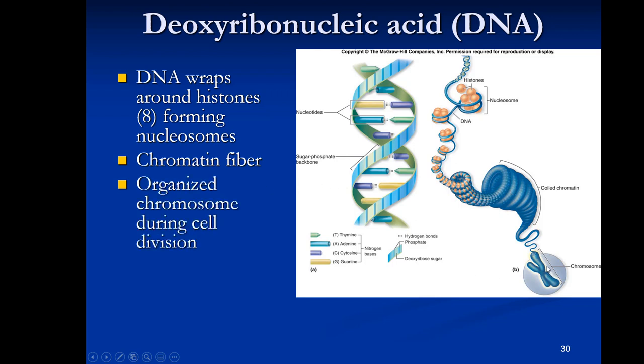And just before cell division, it gets very organized like this. And this is what you commonly see when you see a picture of a chromosome. An organized chromosome looks kind of like a letter X. And as you're going to see shortly, the X is made up of what we call two sister chromatids, so basically copies of each other. So two sister chromatids make up the X, and we call this an organized chromosome.